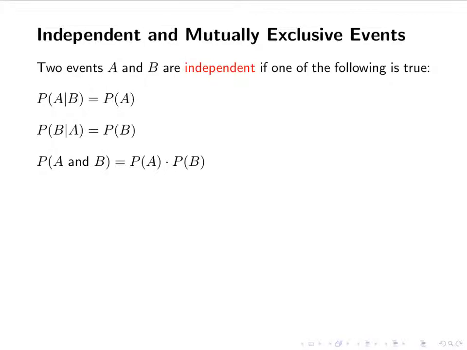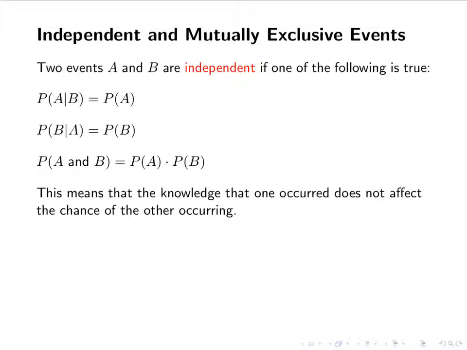So the first two are really the same, just we're switching the events A and B. It's saying the probability of A given B is equal to the probability of A. Or the reverse, the probability of B given A is the probability of B. Or we can show that the probability of A and B, so A and B occurring at the same time, is equal to the probability of A times the probability of B. What independent really means is that the knowledge of one occurring does not affect the chance of the other occurring.